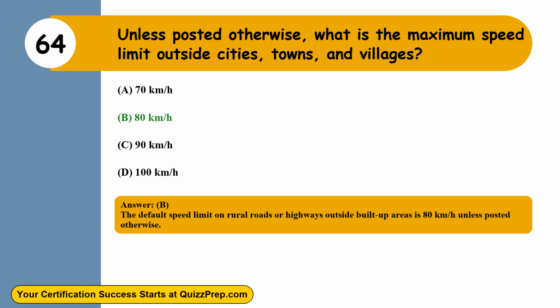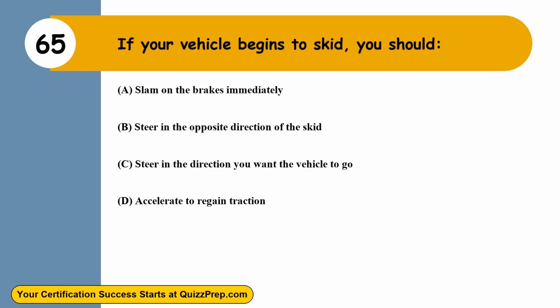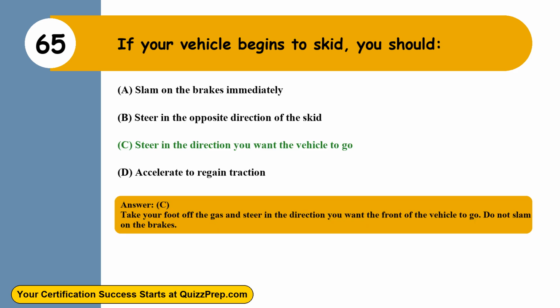Question 65. If your vehicle begins to skid, you should: Option A, slam on the brakes immediately. Option B, steer in the opposite direction of the skid. Option C, steer in the direction you want the vehicle to go. Option D, accelerate to regain traction. The correct answer is option C, steer in the direction you want the vehicle to go. Take your foot off the gas and steer in the direction you want the front of the vehicle to go. Do not slam on the brakes.